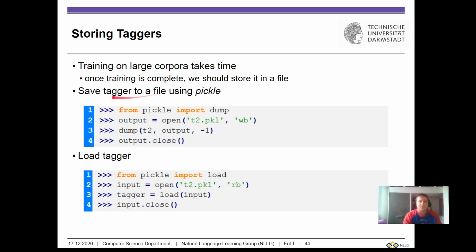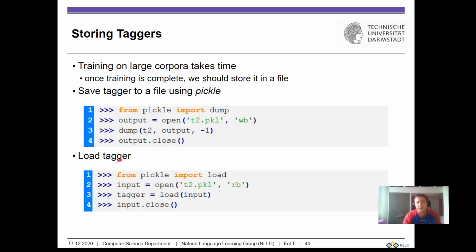You can store that using Pickle. If you don't know what Pickle is, check it up on the internet or check in the tutorial. In short, it's a Python functionality that allows you to efficiently store objects. So you would say from Pickle import dump, then you open a file that you give the ending Pickle, and you say you want to write into this file. You store your tagger into the output, and then you close everything.